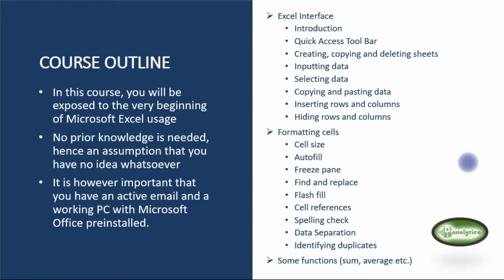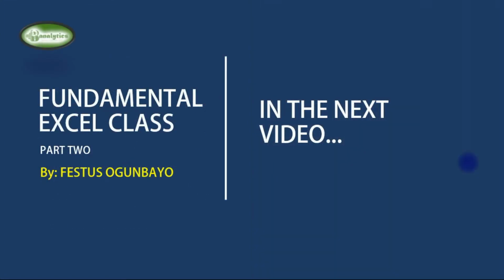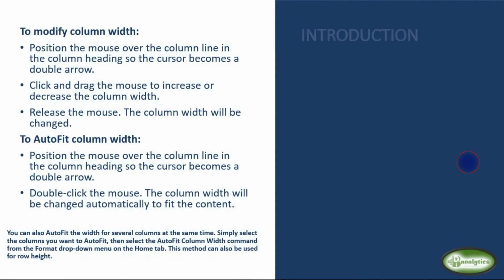where I will be taking you through the cell size, the freeze pane, the find and replace, the flash view, the cell reference, spelling check, data separation, identifying duplicates. I will be taking you, however, the auto view and the data separation alongside the sum function part, which is part 3, which should drop anytime soon. So now let's get started.